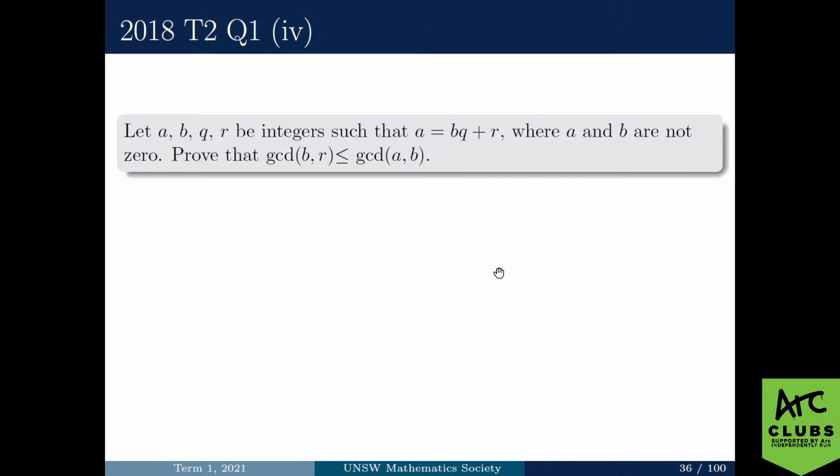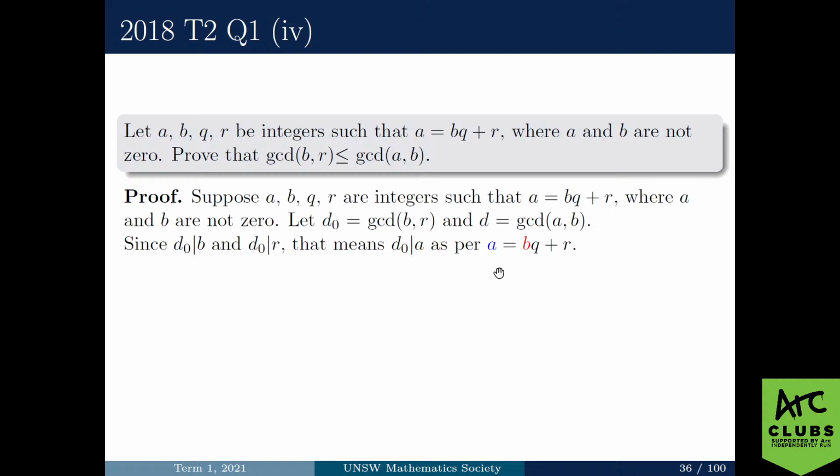So now let's try to prove this. Just a reminder that with all your proofs in your questions, you have to make sure that you start with some sort of indication that you're starting the proof. So what I've done here is just write proof. And with a proper proof, we need to assume what we need to prove. So in this case, we need to assume that A, B, Q, and R are integers, and this equation holds, because we're using that to prove the GCD of B and R is less than or equal to the GCD of A and B.